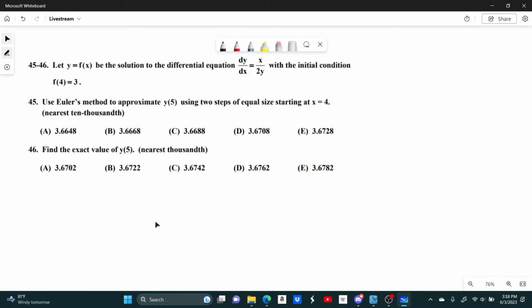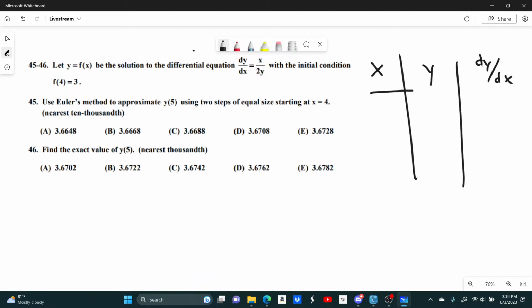Okay. So if you're not familiar with Euler's method, this is the way that I usually like to do it. I make a table. So in one column I have x, one column I have y, and in one column I have dy dx. So I'm starting at an x of 4, right? It tells me f of 4 equals 3. And then I have two equal step sizes. So my other two x's are going to be 4.5 and then 5, because that's where I end up, right? Y of 5.